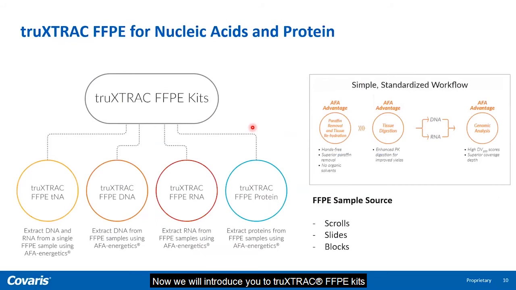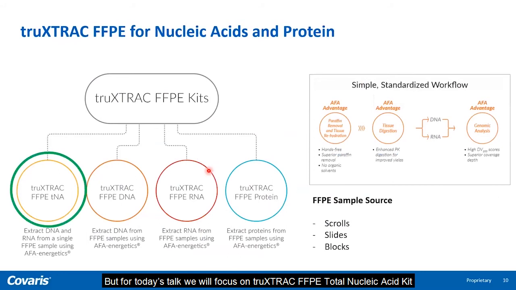Now we will introduce you to the TruXTRAC FFPE kits, and the schematic shows that it comes in various flavors. But for today's talk, we would like to focus on TruXTRAC FFPE Total Nucleic Acid Kit that allows for sequential extraction of DNA and RNA. The kit incorporates the AFA technology in its workflow and allows for NGS quality DNA RNA from FFPE tissue samples.